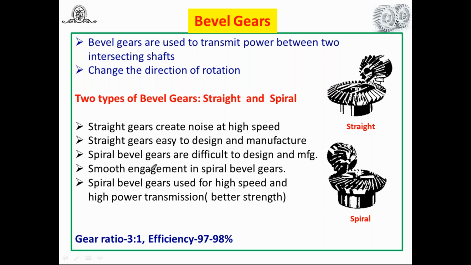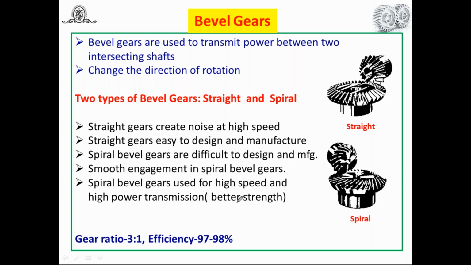Then the next one is the spiral bevel gears, having this curvature, and because of that, design as well as manufacturing is not easy. It's a difficult one because of the curvature. Or you can say advanced manufacturing technology or machines are required to manufacture such spiral bevel gears. But here it has another good advantage.